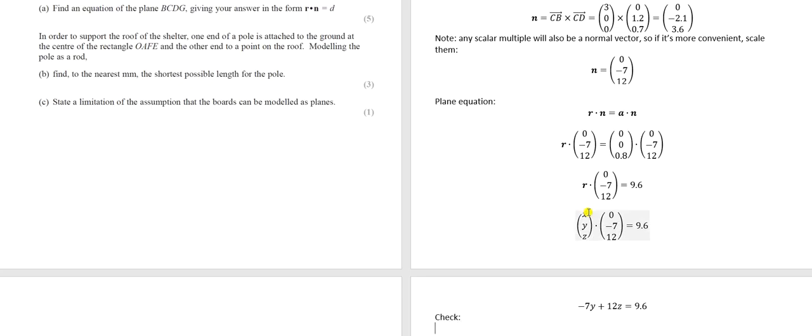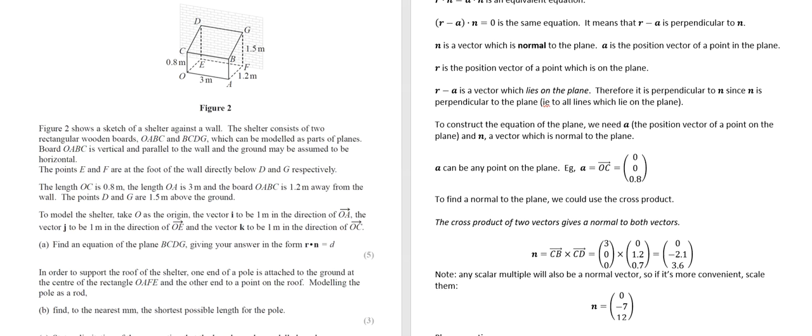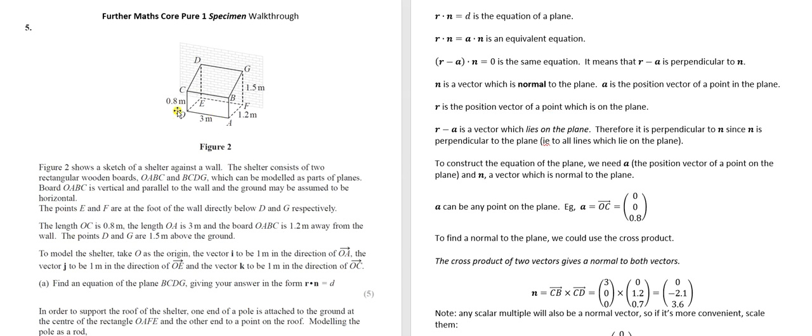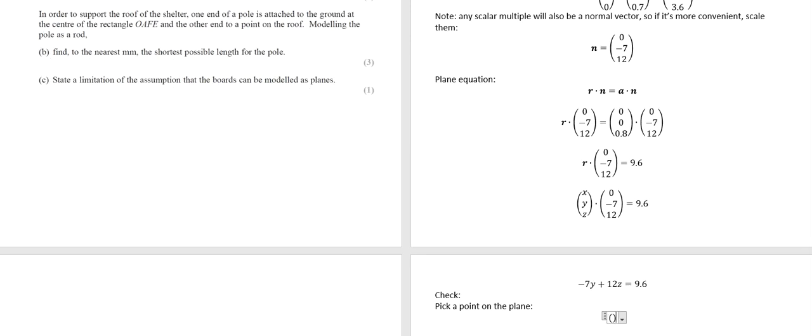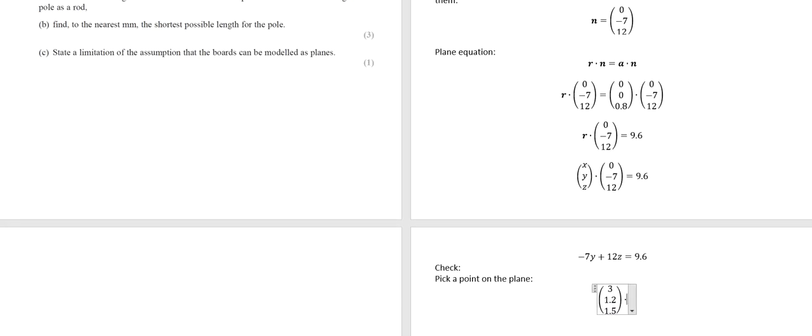We can check by picking a point on the plane. Now you could just use a point that we know is definitely going to be on the plane because it's a corner. That would be a simple way. If we pick a point like G, for instance, it's going to have an i, j, and k component. So 3, 1.2, 1.5 is the point, and if it belongs on the plane, when we take the dot product with 0, -7, 12, we're wondering if we get an answer of 9.6.